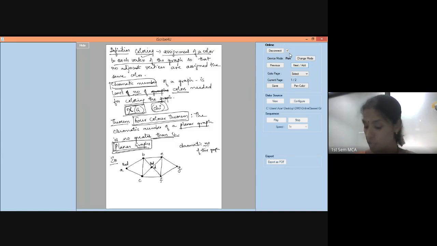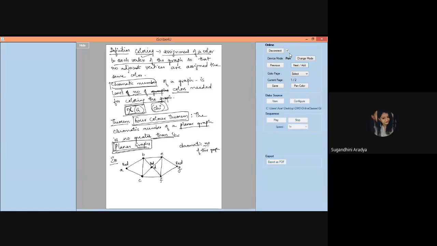B is adjacent to D, E is adjacent, C is adjacent, F is adjacent. All these four vertices, I cannot color as red. But if you look at G, G is not adjacent to D, it is not adjacent to A, so I can still color G with red. Am I clear to you all? Can I have some responses, others? Yes, ma'am.